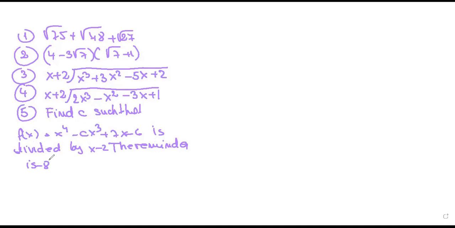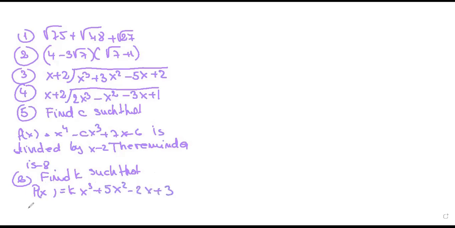6. Find k such that p of x equals kx to the power of 3 plus 5x squared minus 2x plus 3 is divided by x plus 1, the remainder is 7.